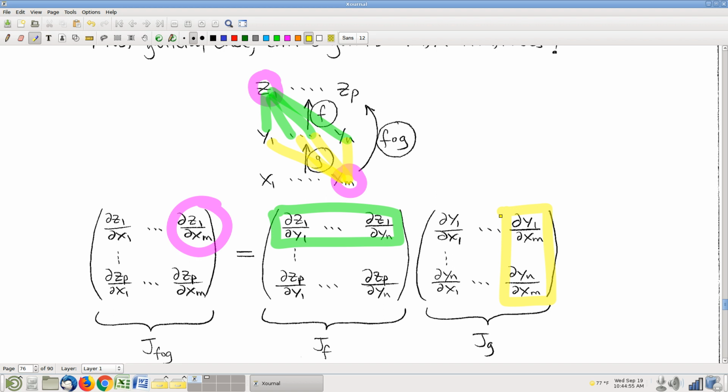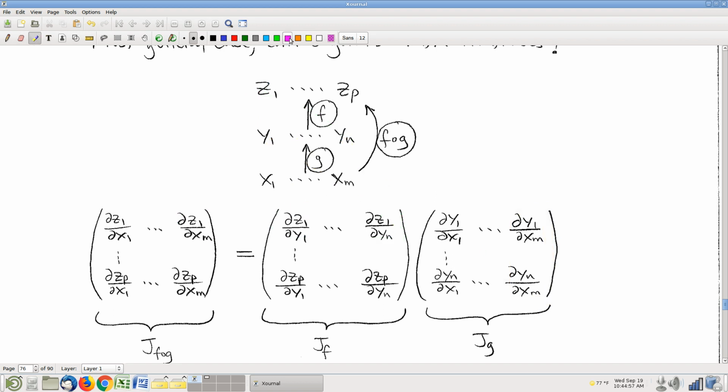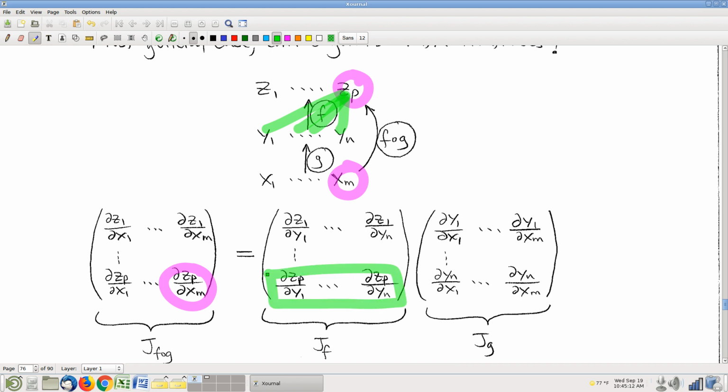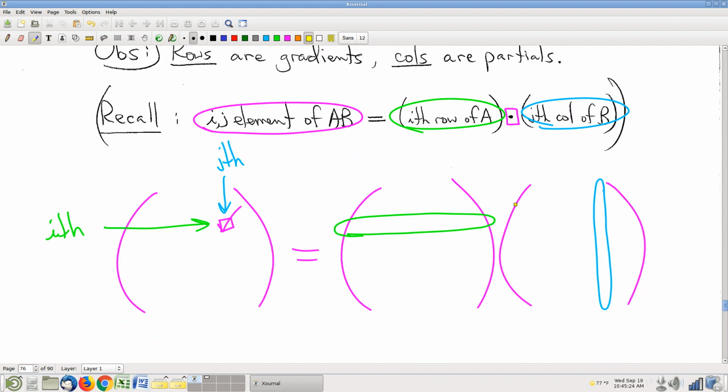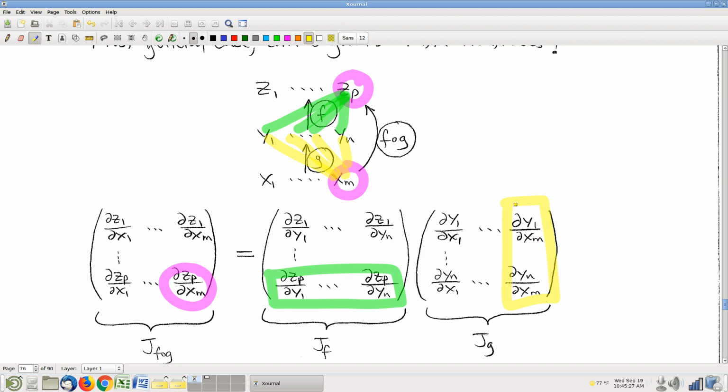And then, analogously, if you want to compute, let's say, the partial of zp with respect to xm, well, that's this one. All of the partials of zp with respect to the various different y variables are there. The partials of all the y variables with respect to xm are there. Again, the exact dot product that you do in this matrix multiplication gives you the chain rule again. Anyway, it's pretty darn convenient.